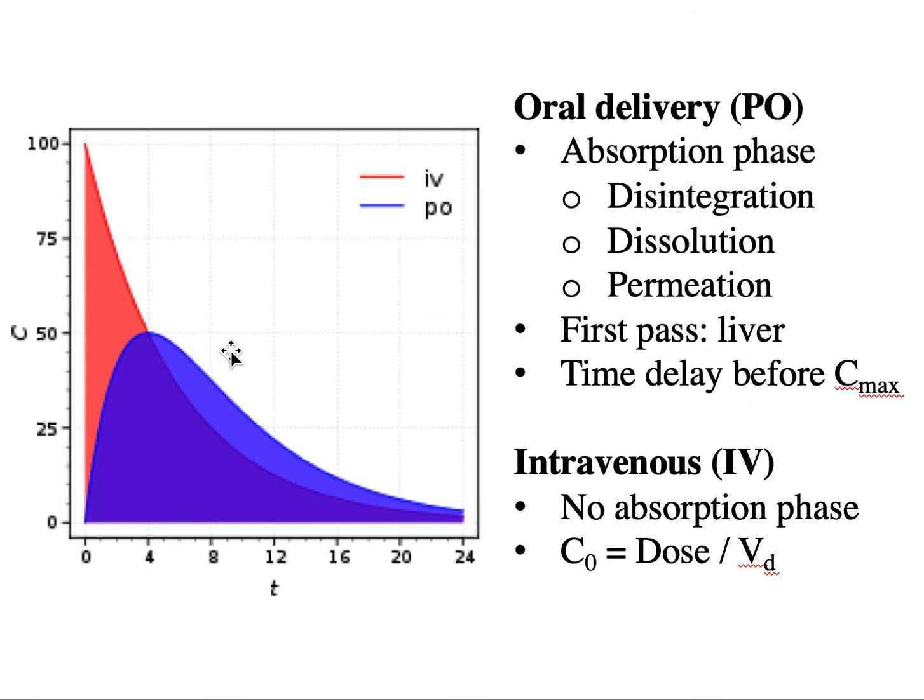So at this point, for oral delivery, like we talked about before with the steroids, if the steroid is orally delivered, it's going to take some time before you get the max concentration. For IV, your initial concentration is also your max concentration. So you're going to have this nice exponential type decay kinetics here.